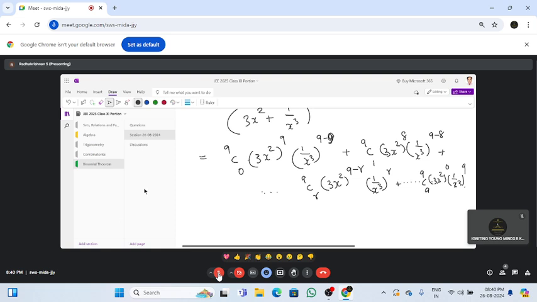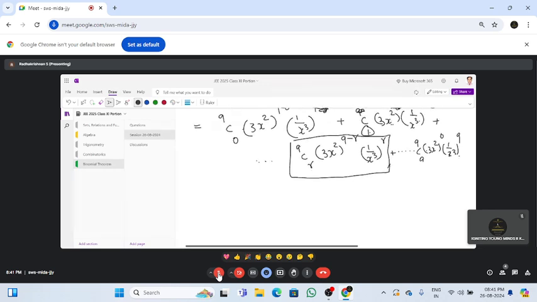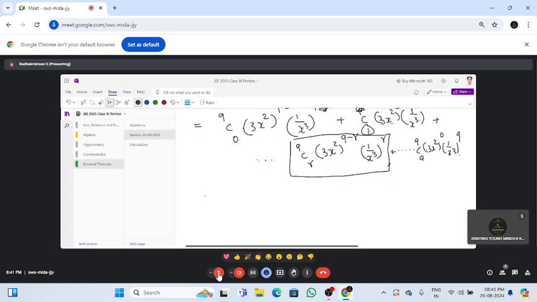Actually, I should have written this as 9 minus 0 is 9, and 9 minus 9 is 0. That would have been easy. Here, ncr, the first term to the power of n minus r, the second term to the power of r. It comes like that. Now, look at this. This is the r plus 1th term, right? Now expand this r plus 1th term.